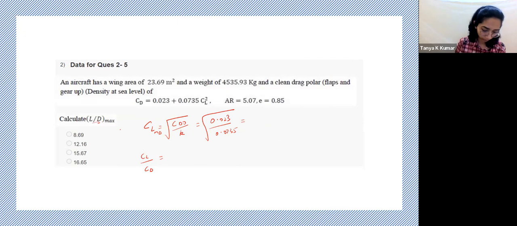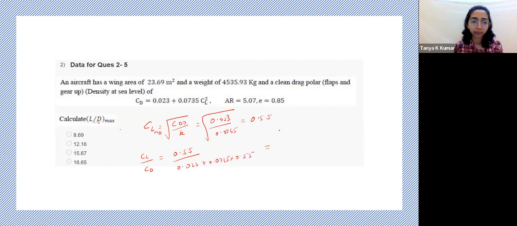What is the value? 0.023 divided by 0.0735. Square root of that is 0.55. 0.55 by CD is 0.023 plus 0.0735 into 0.55, which is, what is the final answer? Just calculate this value and tell me what is the final answer.